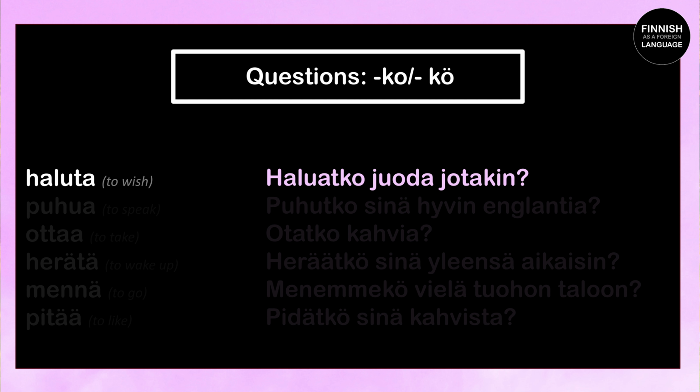means do you want to drink something? Here our verb is haluta, which means to wish, and haluatko means do you wish. Since the verb haluta only consists of back vowels, we have to add the question marker ko to it. Haluatko juoda jotakin? Do you want to drink something?